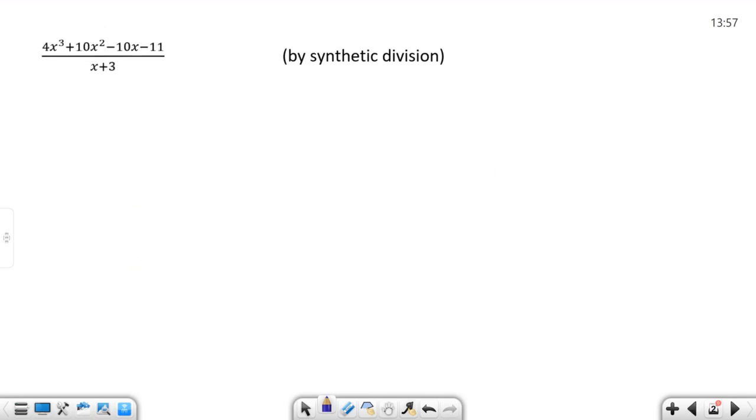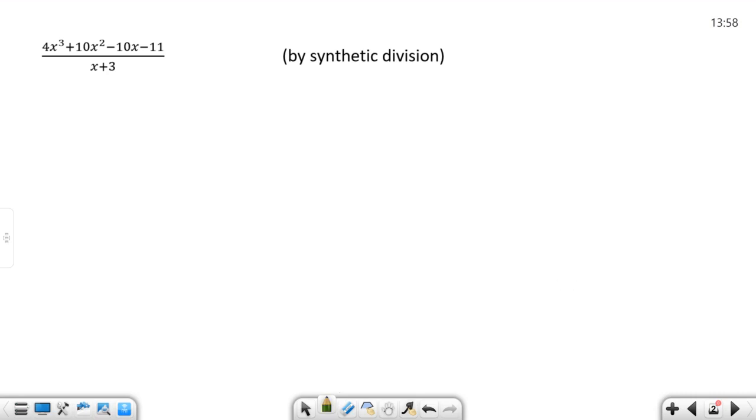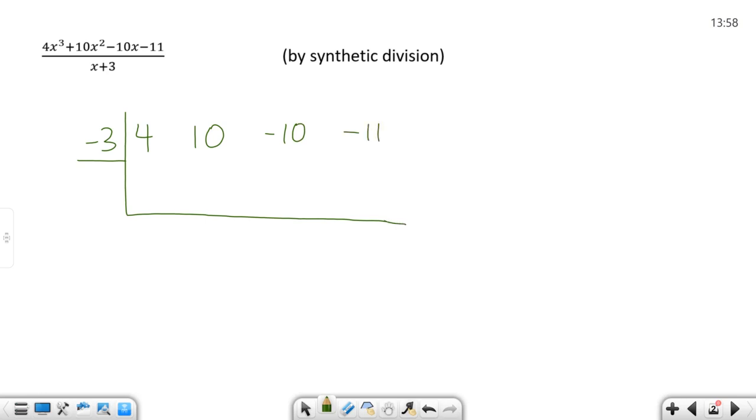So let's move on to another synthetic division. We have, my house is flipped upside down. I got a porch. This time with x plus 3, I'm going to put a -3 on my balcony or my porch here. So then I take my coefficients. 4 is x cubed. My x squared is 10. My x is -10, and my constant is -11.